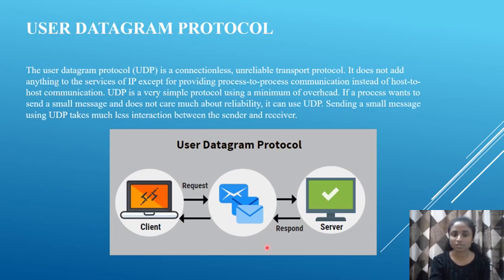This is the general flow diagram of UDP. Here, first the client sends the request, and if any queries are there, it will send them to the server. Again, in response, the server will send it to the client.